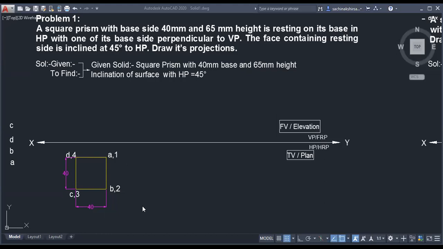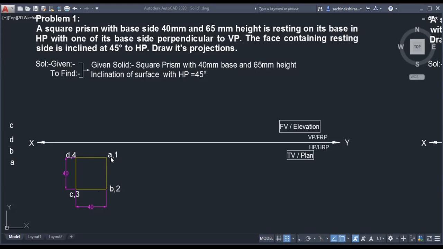Correct. So just now we have seen, how many edges are there for the square prism? 12. Looking at this naming, are you able to tell these 12 edges? Which are the 12 edges of this square prism? The base has 4. Which are the edges of the base? AB, BC, CD, AD. These are 4.